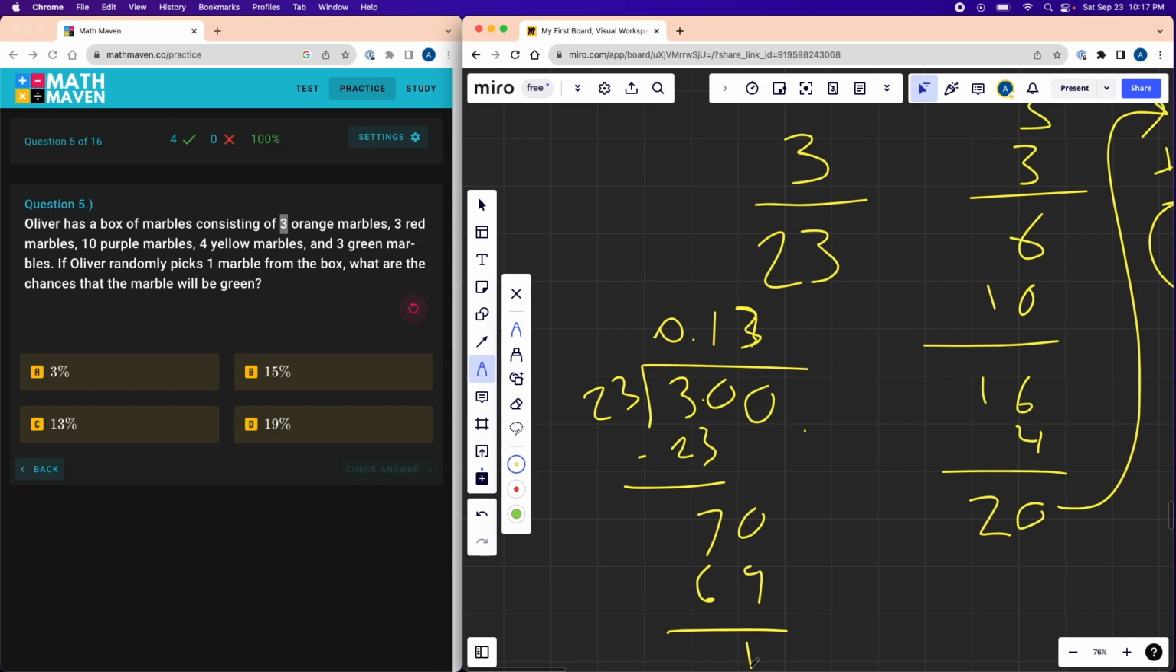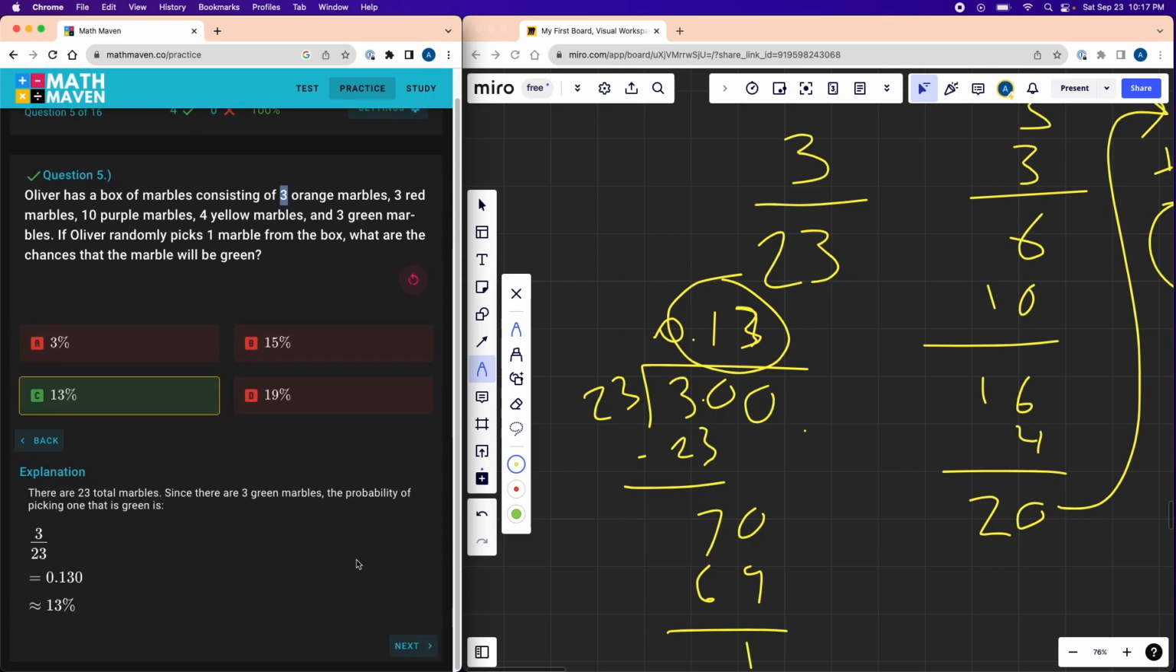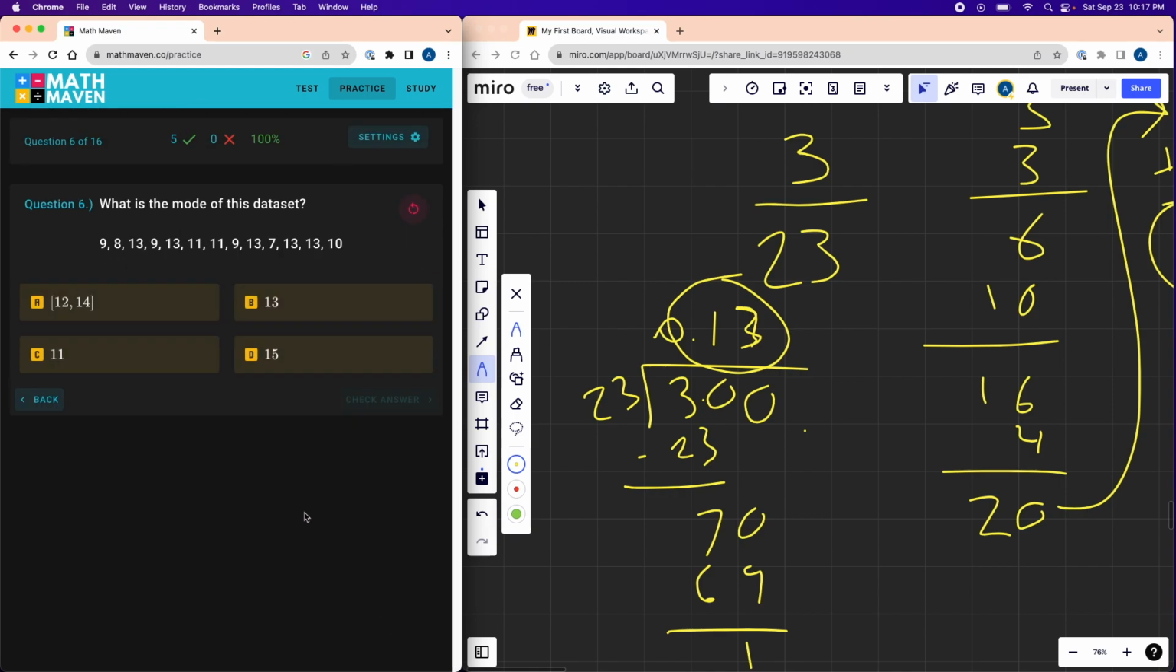And we could keep going, but we can see we're going to be at about 13% here. And if we look at our answer sheet, we have 13% right here for option C. So we'll just go ahead and check that answer. And yeah, it turns out to be correct there. So we will go ahead and move on.